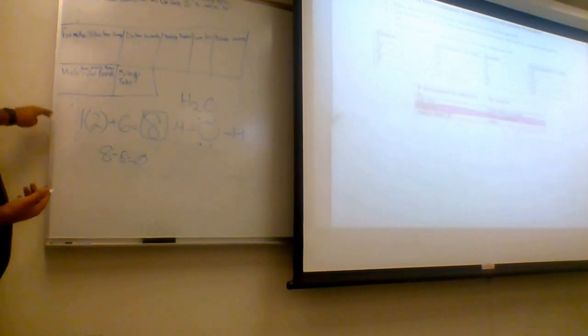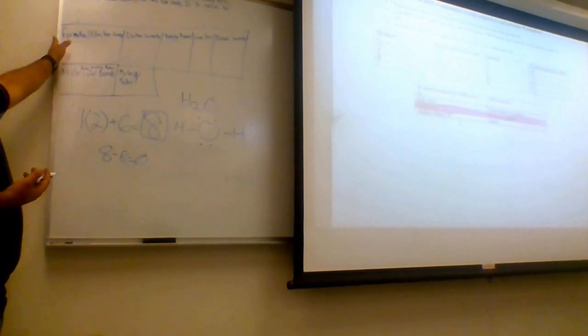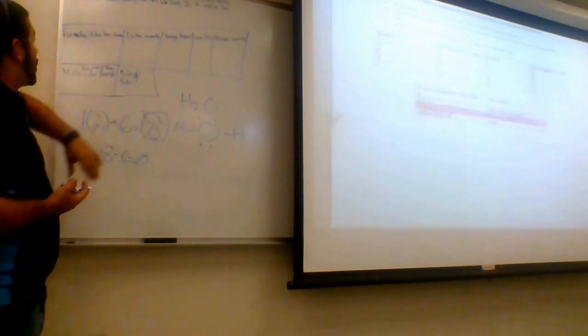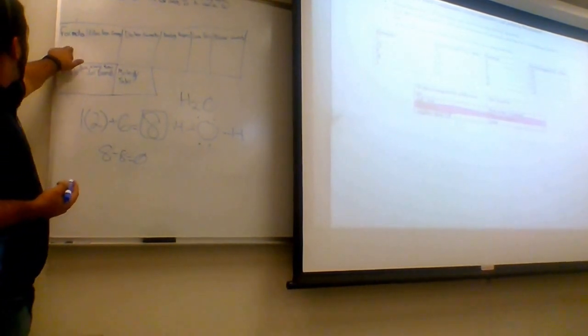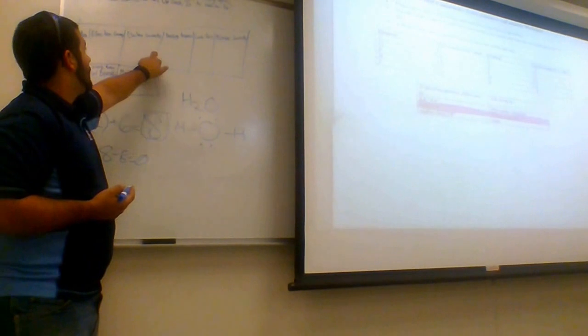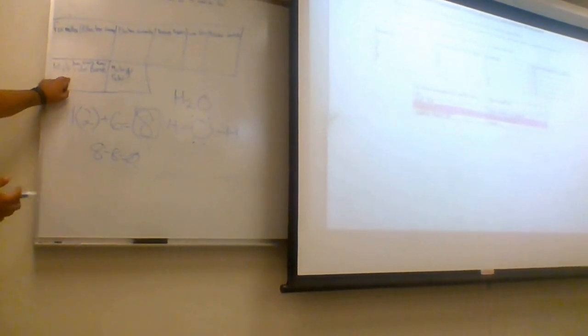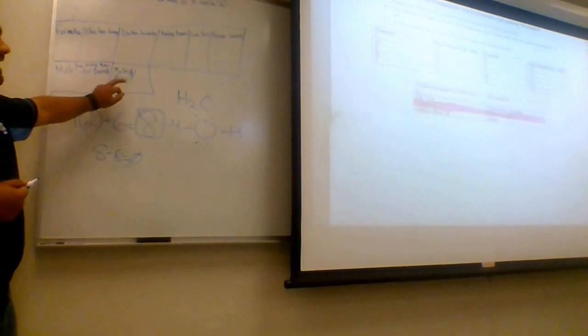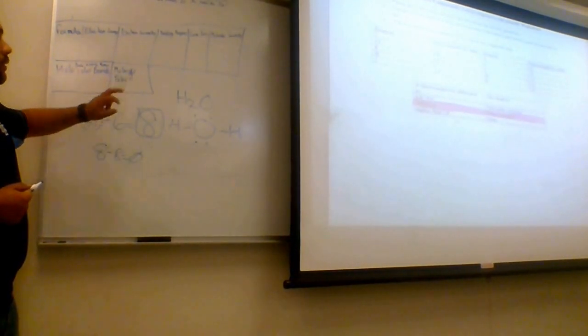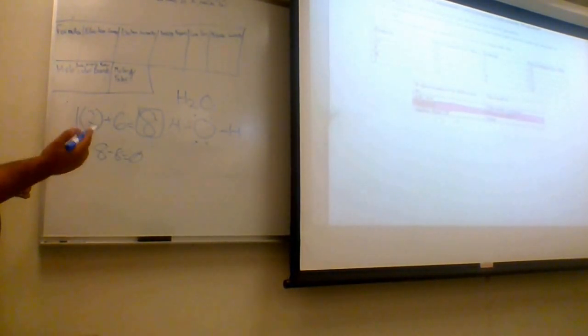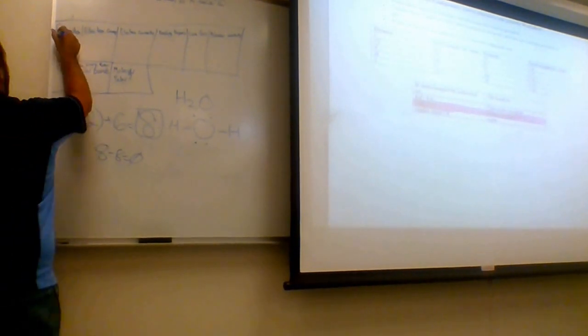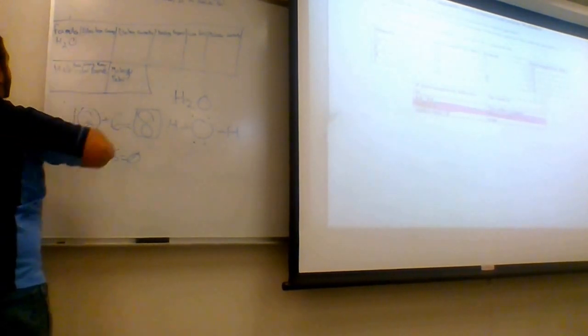The next thing I want to show you guys is our handy dandy chart here. I have written down formula, electron group, electron geometry, bonding regions, lone pairs, molecular geometry, are there polar bonds, and is the molecule polar? So I'm going to start this off and go one by one with you. So we have water, which is H2O. Write that in the first one.